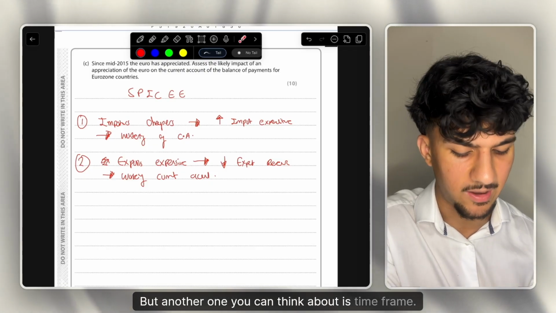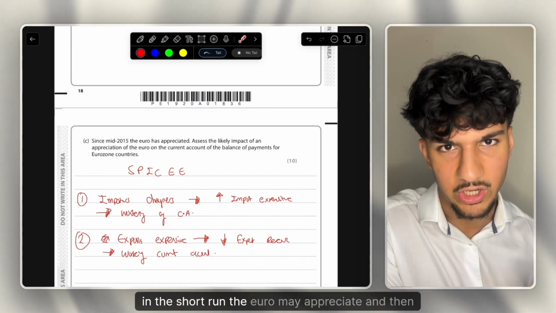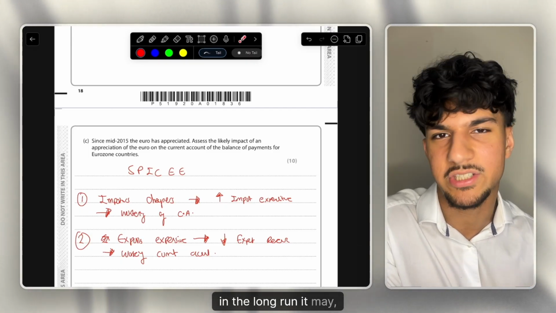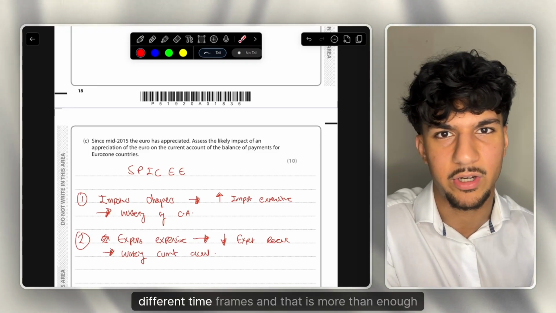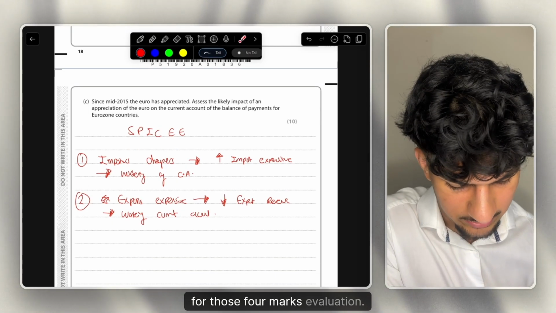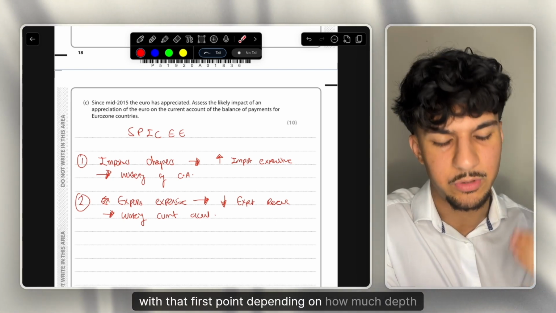But another one you can think about is time frame. So here, you talk about just time frame, saying in the short run the euro may appreciate, and then in the long run it may not appreciate, it may depreciate. So you just talk about the different time frames, and that is more than enough for those 4 marks of evaluation. And like I said, you pretty much might be able to get away with it with that first point, depending on how much depth you write in.